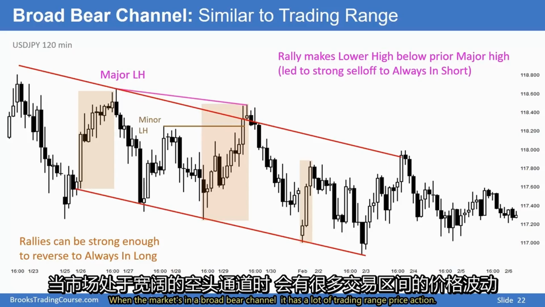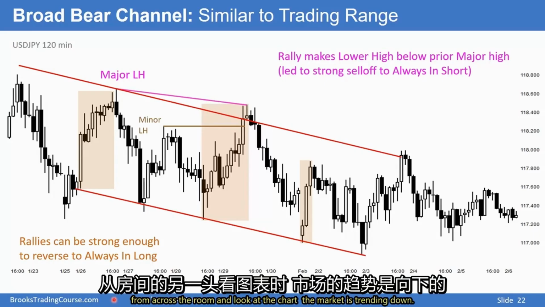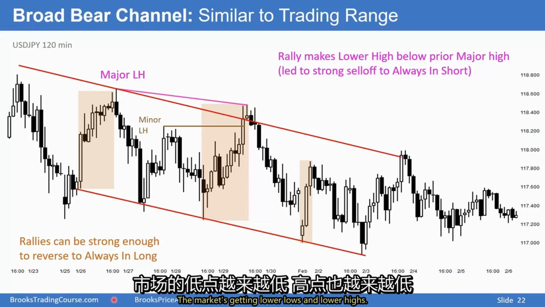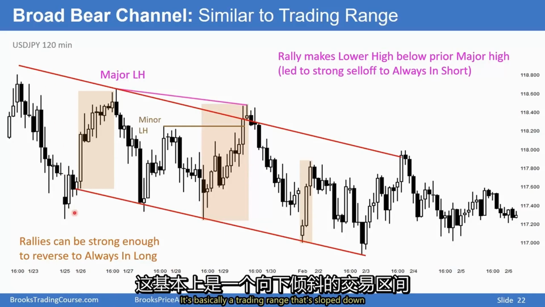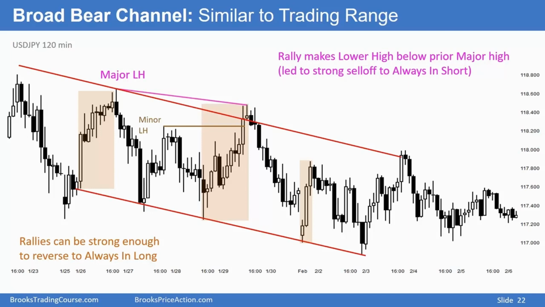You look at that and you say, well, that's confusing, Al. It's not convincing. Well, that's the point. When the market's in a broad bear channel, it has a lot of trading range price action, yet when you step back from across the room and look at the chart, the market is trending down. It's making occasional lower lows. The market's getting lower lows and lower highs. It was basically a trading range that sloped down. And because of that trading range price action, traders can make money both buying and selling.